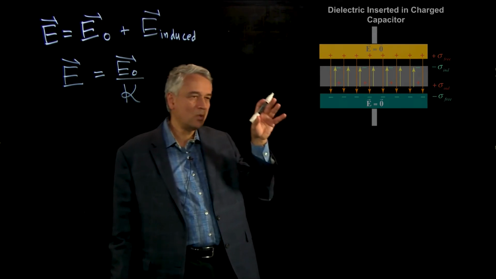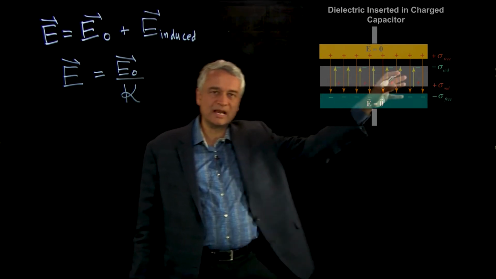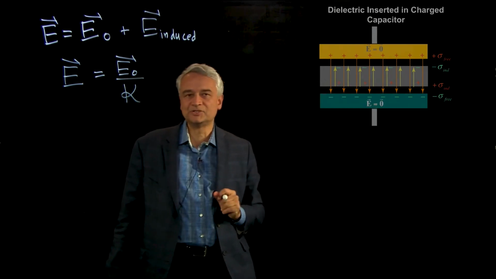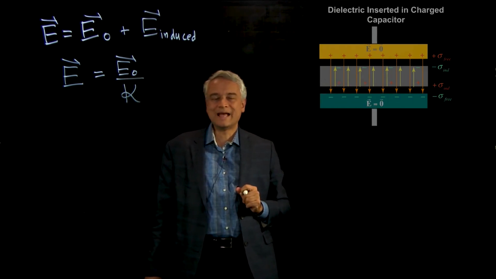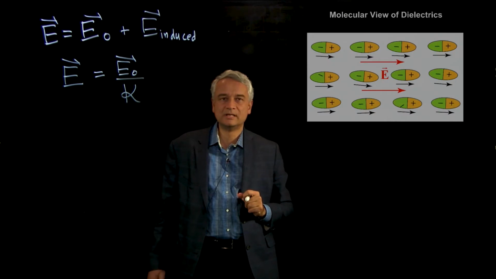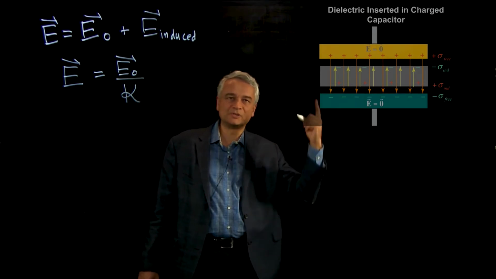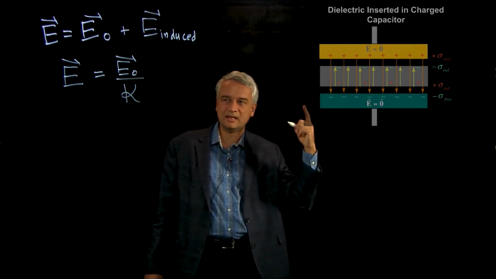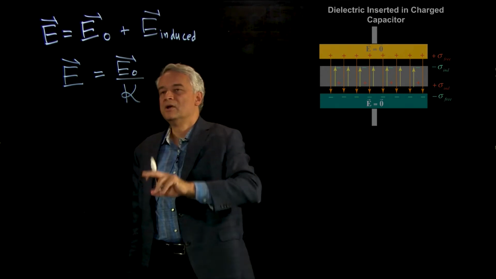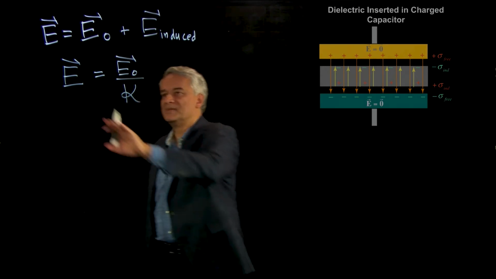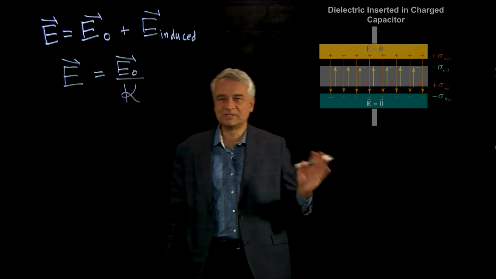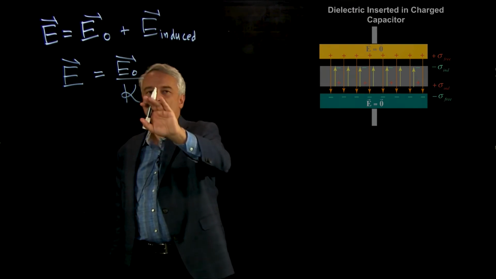And when I insert the dielectric into the capacitor, what's happening inside the dielectric, dipoles aligning, they make a new electric field shown in yellow, which partially cancels the original electric field E naught, reducing its magnitude. And so the actual electric field that I get when I put the dielectric in is E naught over this kappa.